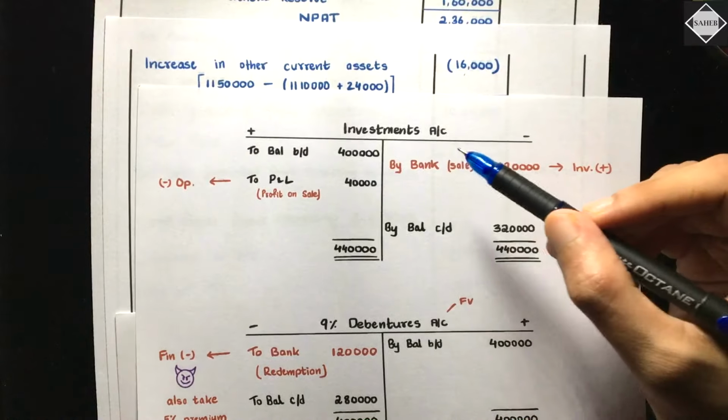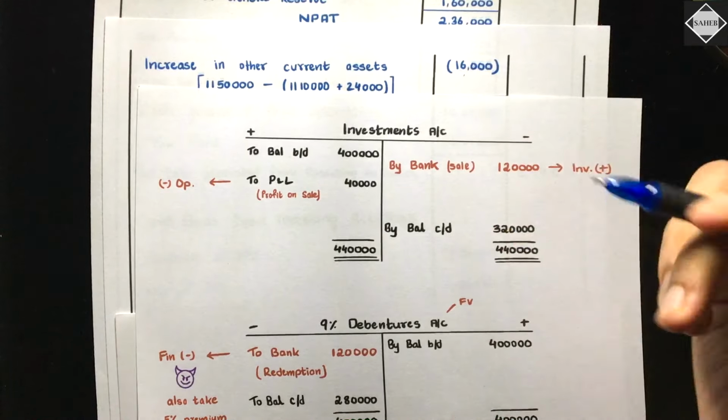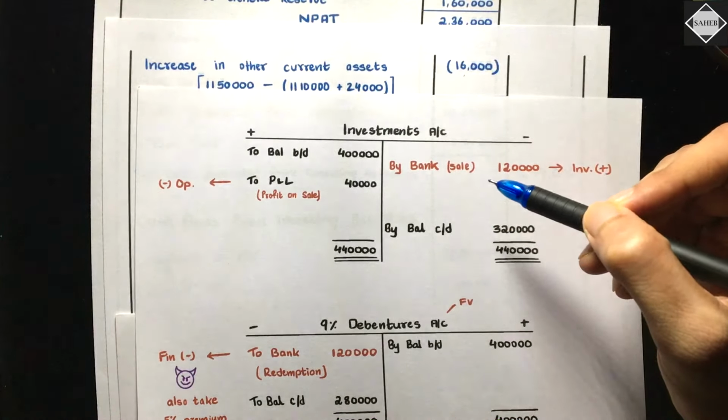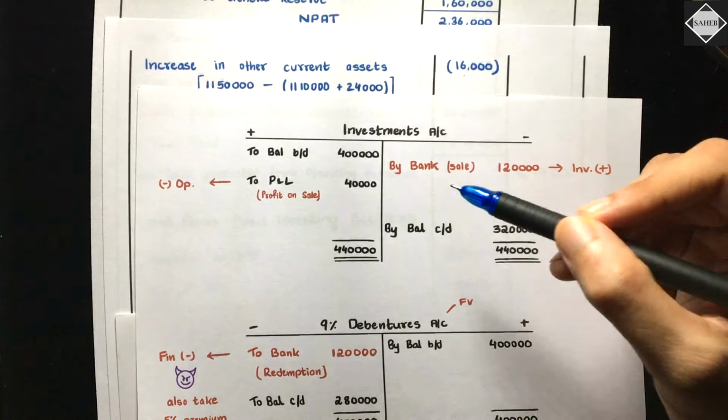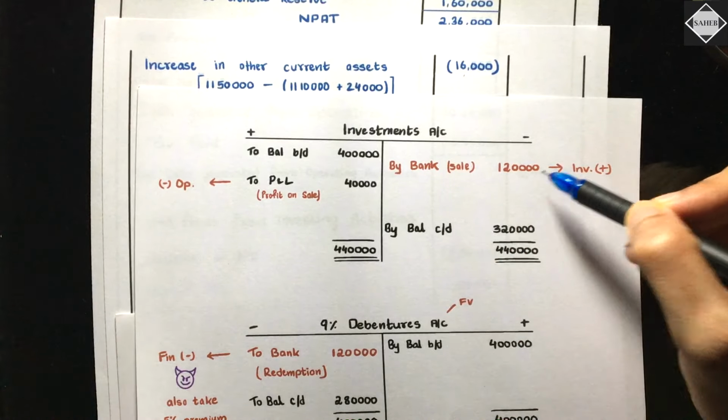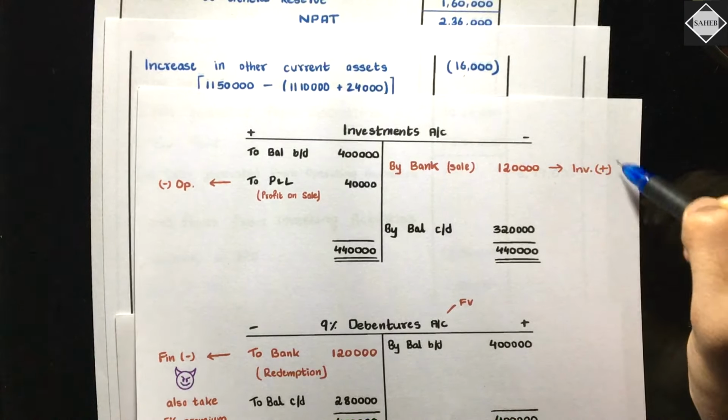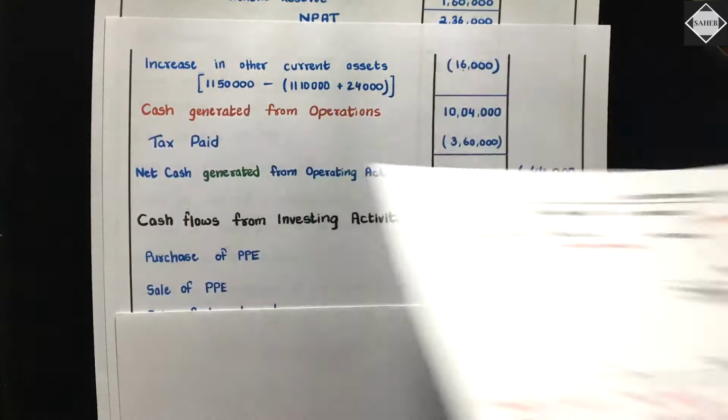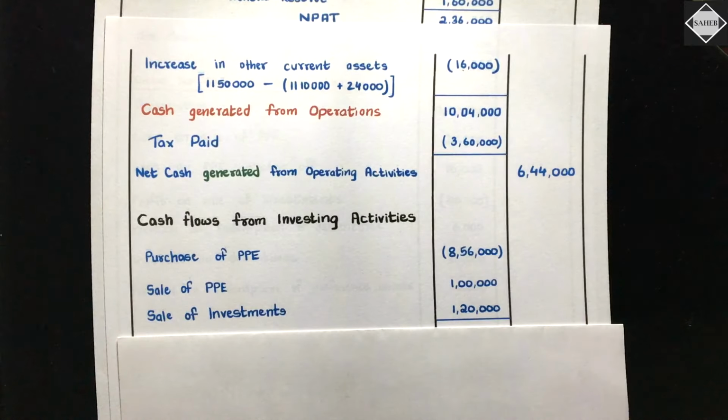Then in the next working note, we had investments. Investment is also related to what? It's an asset, no? It's related to investing activity only. So here also, have we purchased anything? No, we have not purchased, but we have sold for 1,20,000. If you are selling, we are getting the money, so we have to add it in investing activity, right? So see here, sale of investment plus 1,20,000.